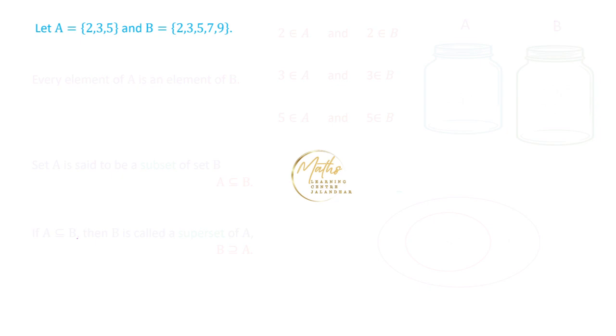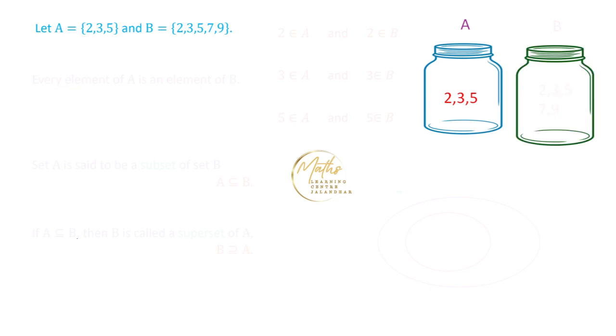We are talking about this jar. It is representing the set A and it contains the elements 2, 3 and 5. We have another jar which is representing this set B and it contains the elements 2, 3, 5, 7, 9.